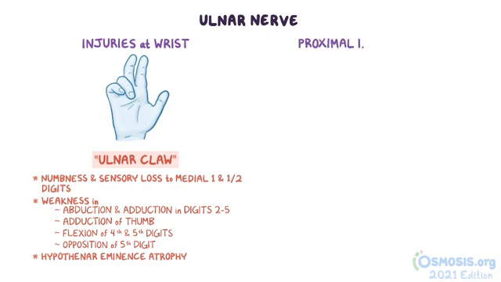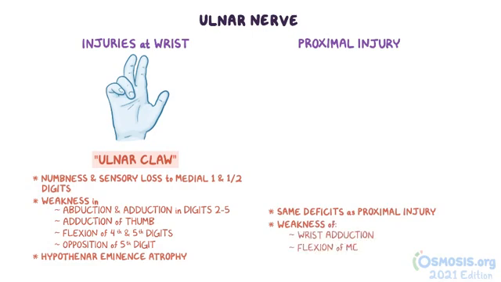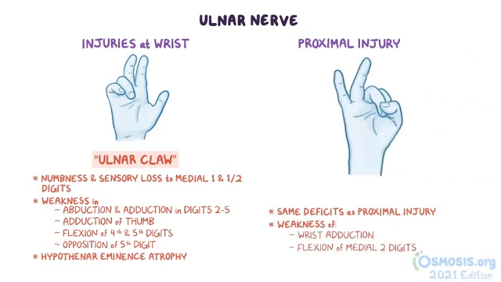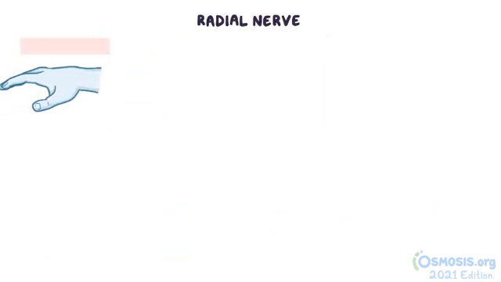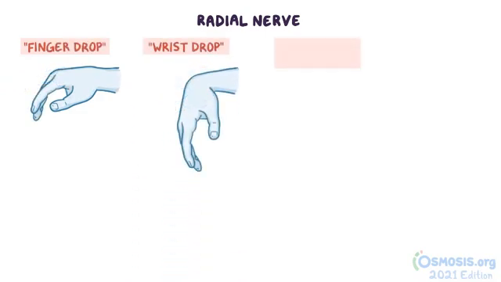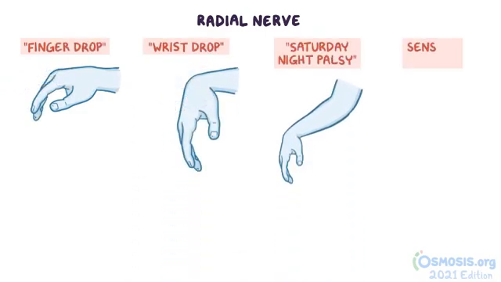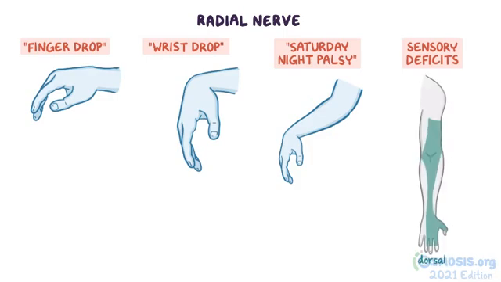A proximal ulnar injury has the same deficits as the distal injury, as well as weakness of wrist adduction and flexion of the medial 2 digits, and also results in the OK gesture. Finally, radial nerve injury may result in either finger drop, wrist drop, or Saturday night palsy, as well as sensory deficits to the dorsal hand and thumb, forearm, and arm depending on the mechanism and location of the injury.